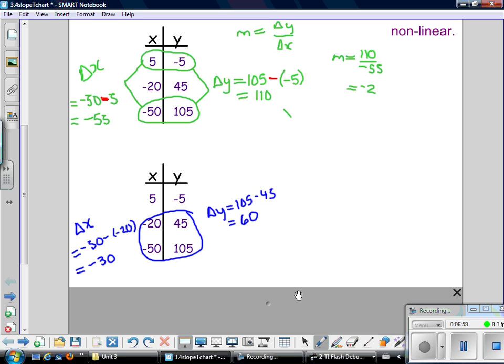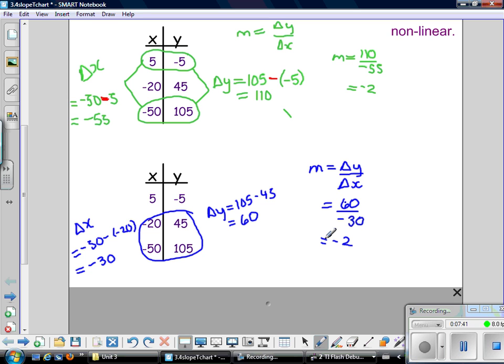So again, my slope in this case is my delta y over my delta x. I'd end up with 60 over -30. And again, both numbers end with 0, and I should recognize that 60 is the same as 2 times 30. So again, I get -2. So even though I used 2 different points, 2 different xy points, I ended up with the exact same answer.